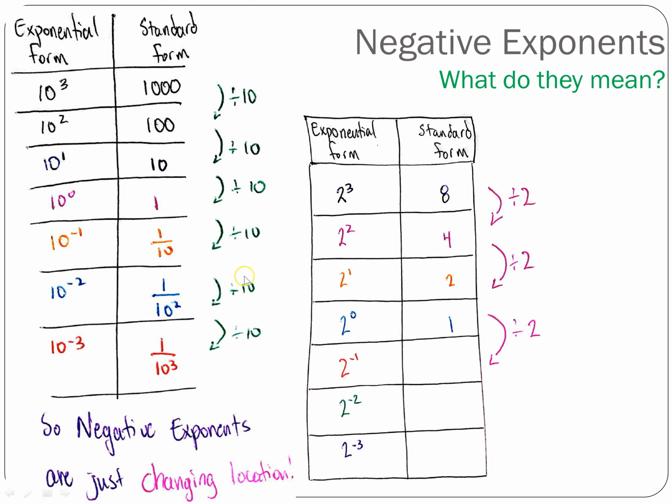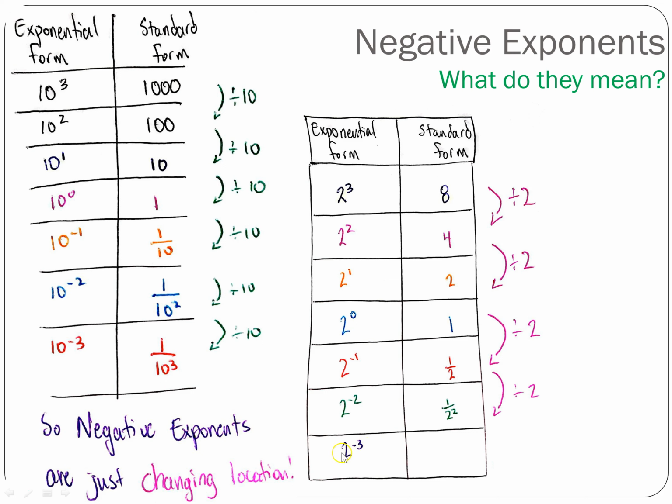10 to the 0 is 1. I see another pattern forming. More on this later. So if I take 1 and divide it by 2, of course I end up with a fraction, 1/2. And 2 to the negative second power, really all I'm doing is dividing by 2. So I have 2 2's in the denominator, which gives me 2 squared. Just like over here, I had 3 10's in the denominator, so it gave me 10 to the third.